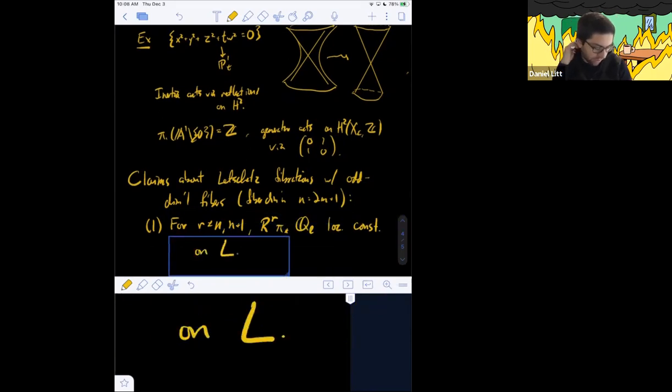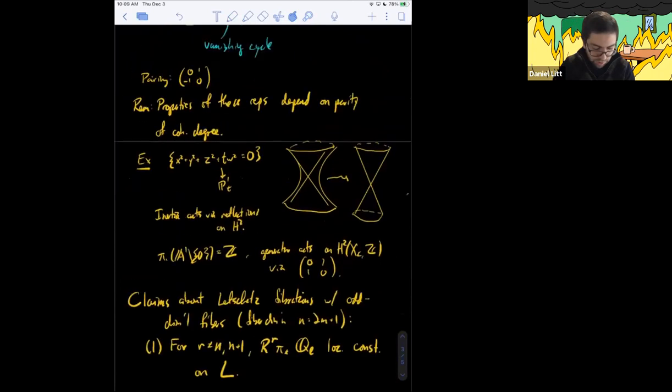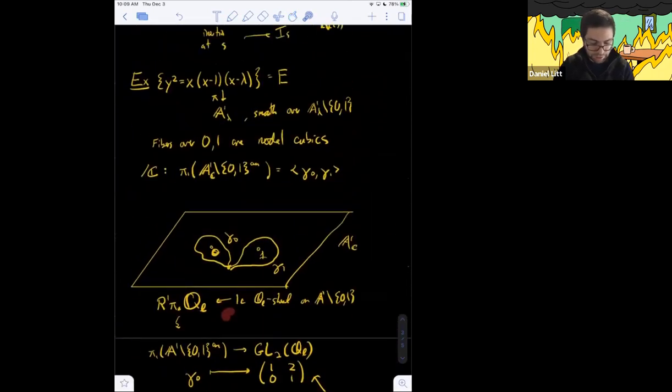Okay, so let's look at our example. When n is 1, this is saying for r not equal to 1 or 2, this is locally constant, and then it need not be locally constant for r equal to 1 or 2. So that's just r is 0, and here, in our example, if you take the push forward R^0 pi lower star of QL, you just get the constant sheaf QL because all of these fibers are geometrically connected.